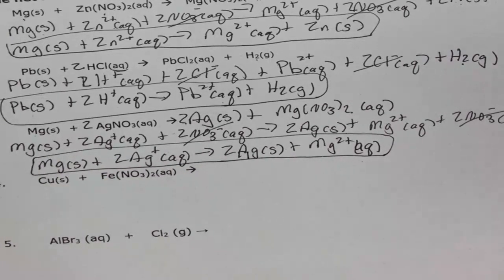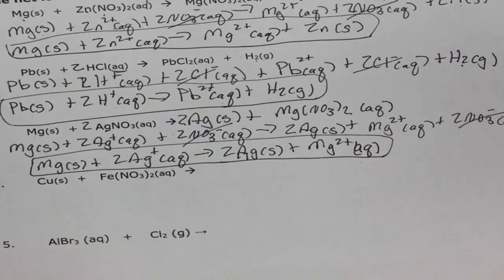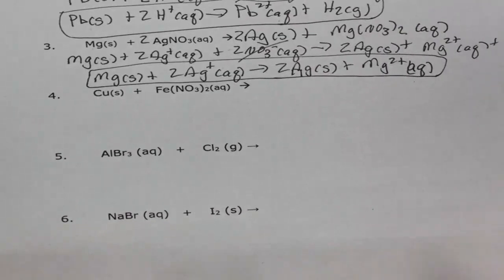So in chemistry, we want to make sure we're writing net ionic equations because that is what we care about. What is actually involved in the reaction? Chemistry is the study of reaction, so we want to know about what's involved within that reaction. All right, let's check out number 4.